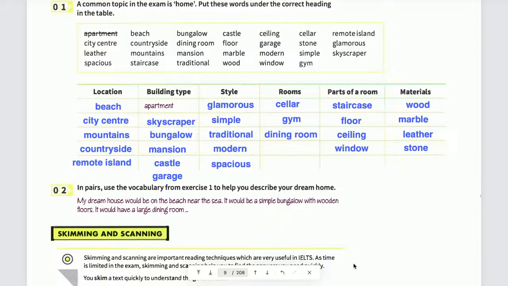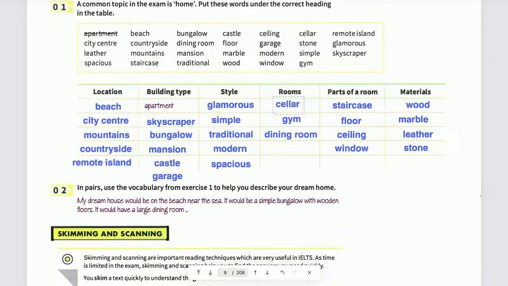Okay, doesn't matter. Okay, style. Nhi. Glamorous. Modern. Yes. Go on. Simple. Next. Traditional. Yeah. Spacious. Okay. Rooms. What do we have?